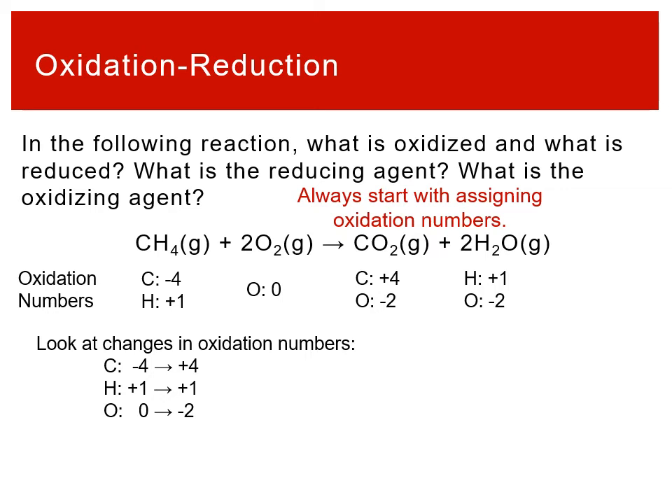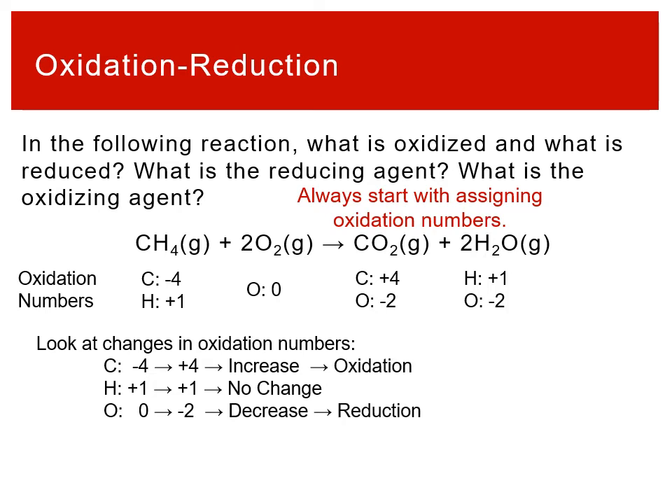So once we have all those, we want to look at changes in oxidation numbers. If we look, carbon is -4 to +4. That's an increase. Hydrogen goes +1 to +1. That's no change. And oxygen goes 0 to -2. That's a decrease. So we can see that increase in oxidation number for carbon, that means it oxidized. Decrease in the oxidation number of oxygen means that it was reduced. Okay, so that means the carbon atoms were oxidized and the oxygen atoms were reduced. So carbon's oxidized, oxygen is reduced.